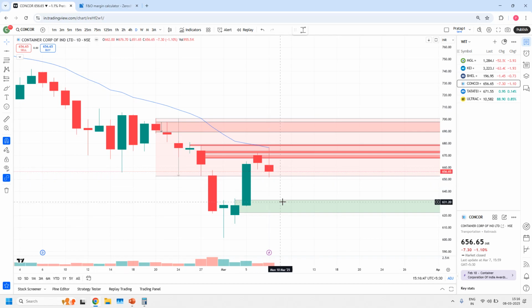Suppose there is a further push, probably Monday or Tuesday it will reach. Or maybe in between some swings will be there. After 1 week or 10 days, it will reach the target. Anything can happen. We can't predict.